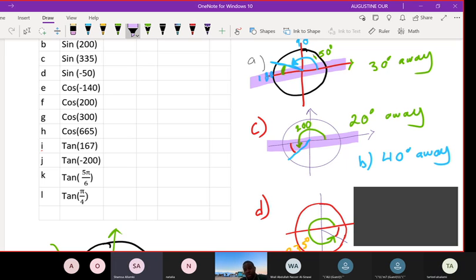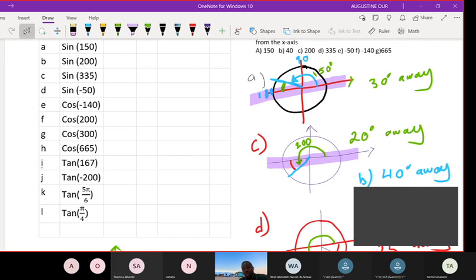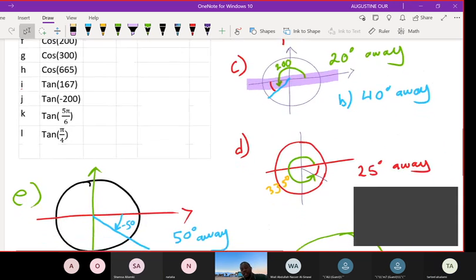In the first one it was 150. So 180 minus 150. We just want to see the difference. We don't care about the sign, about anything. We just want to see the difference.